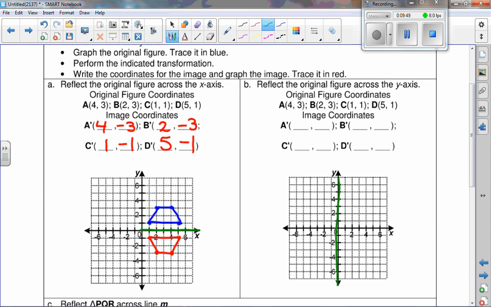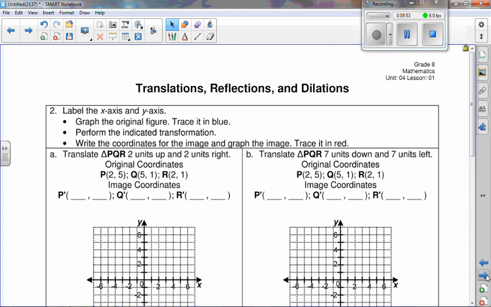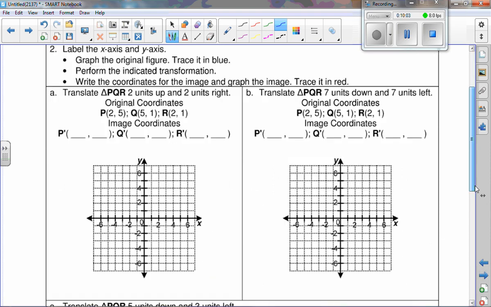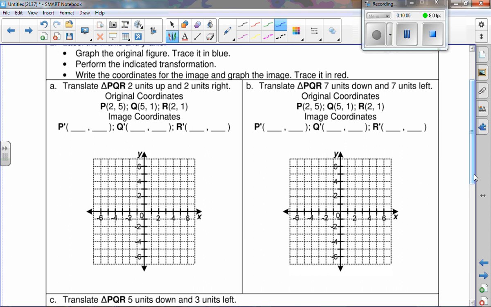Alright, so let's go look at translation, which is a slide. So we're going to slide a figure. Looks like we're going to make a triangle this time. So let's look at our triangle. We're going to graph our points.